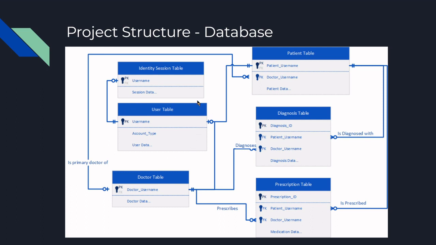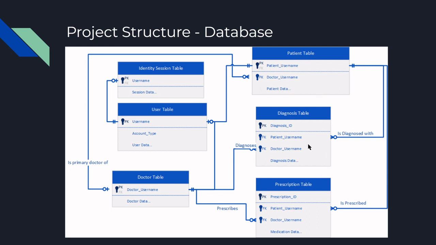First of all, we have a user table that will have a username and an account type. Depending on the account type, there will either be a record in the patient table or the doctor table. The patient table will also track which doctor is the patient's primary doctor. So the primary doctor would be the only doctor that is able to edit the diagnosis and prescriptions of the patient.